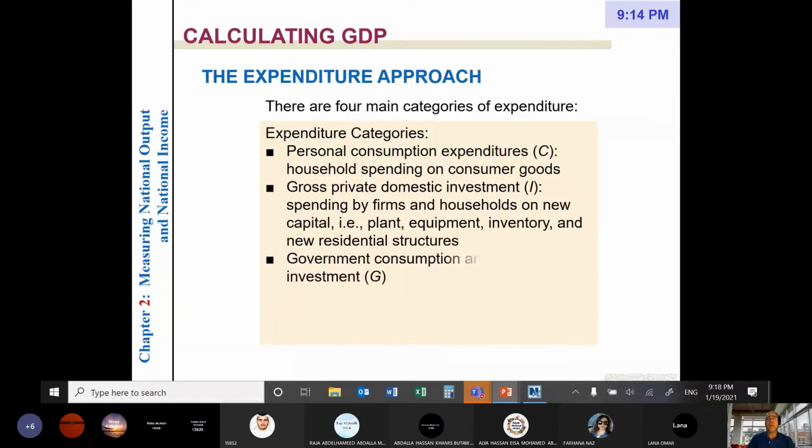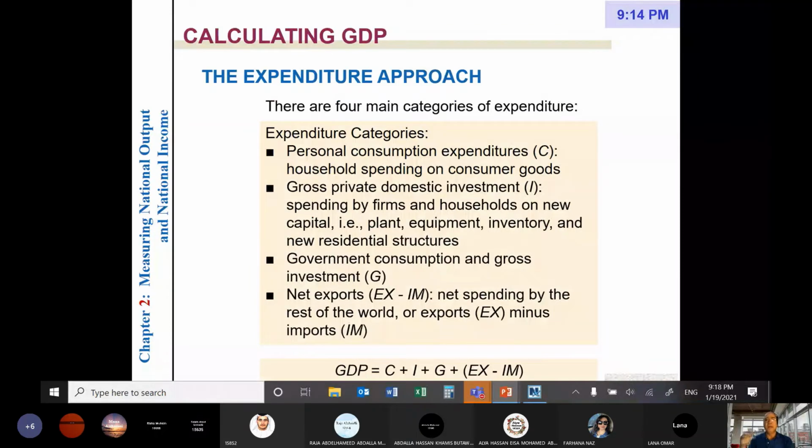So let me come back to the expenditure approach. The expenditure approach is very important for economic analysis. What are the components of GDP according to the expenditure approach? You will see an important equation underneath on the slide. GDP according to the expenditure approach equals C plus I plus G plus X minus M.